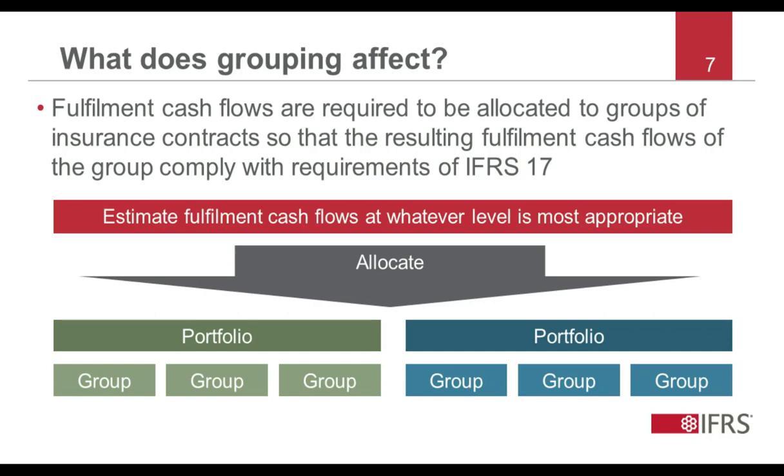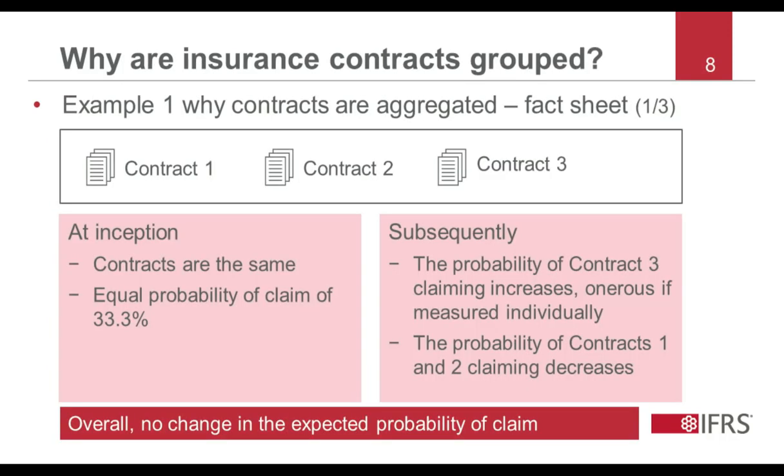If an entity does measure the fulfillment cash flows at a different level to the group level, then it must be able to allocate these estimates to the relevant group of contracts to determine the profitability of each relevant group.